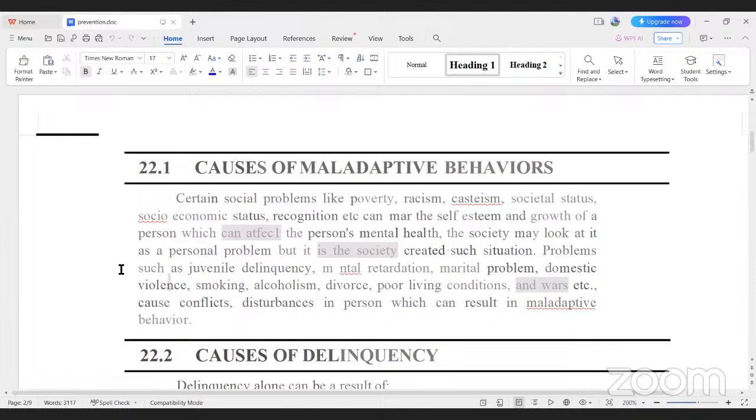Maladaptive means nothing but abnormal behavior. Abnormal means away from normal. Maladaptive behavior, society cannot agree with it because it is against the social norms. So these are all maladaptive behaviors.